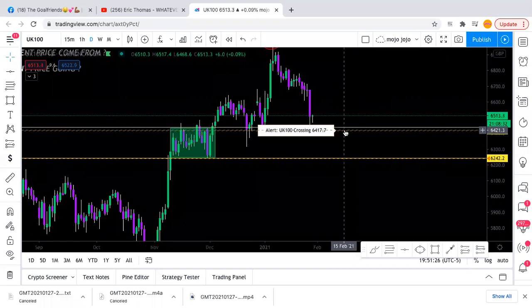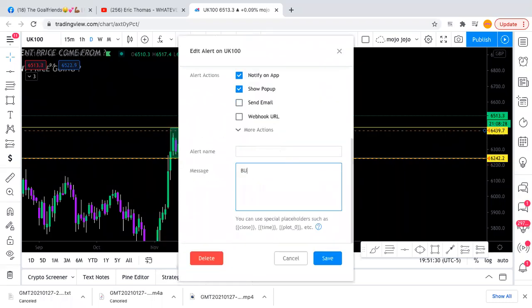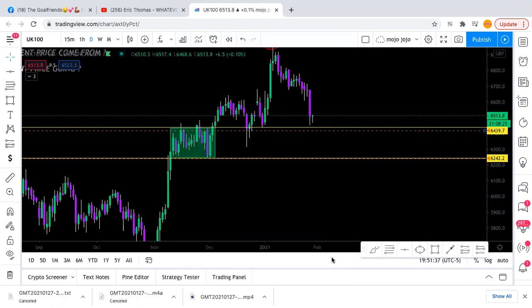Okay, you can double click on your alert and you can add a message to it. So I'm going to put buy UK 100 now in big letters. I'm going to save it. And it's going to go off and it's going to pop up on my screen. It's going to say buy UK 100 now.